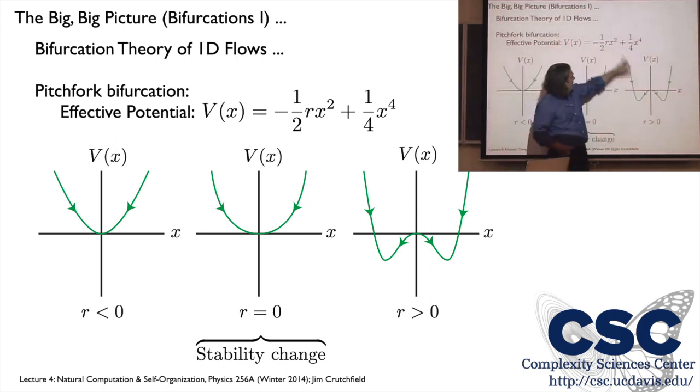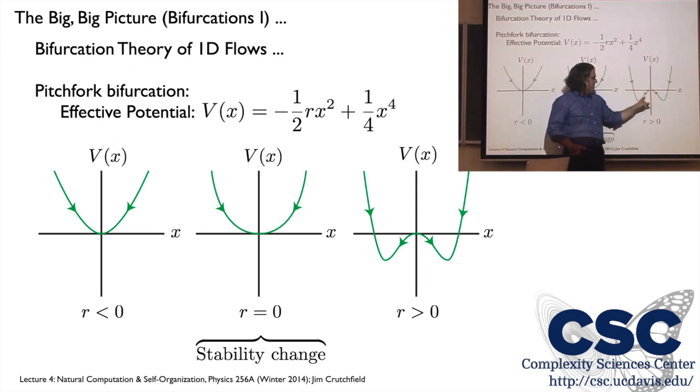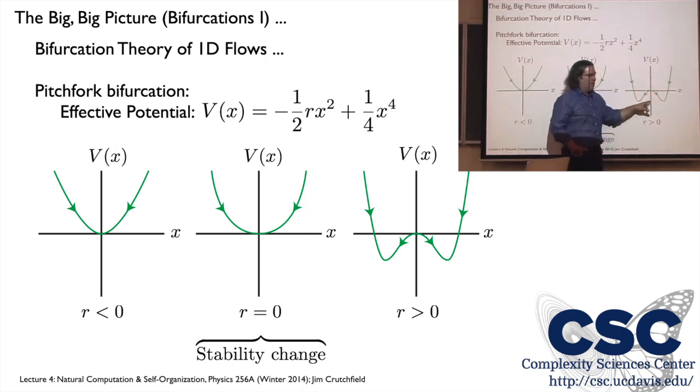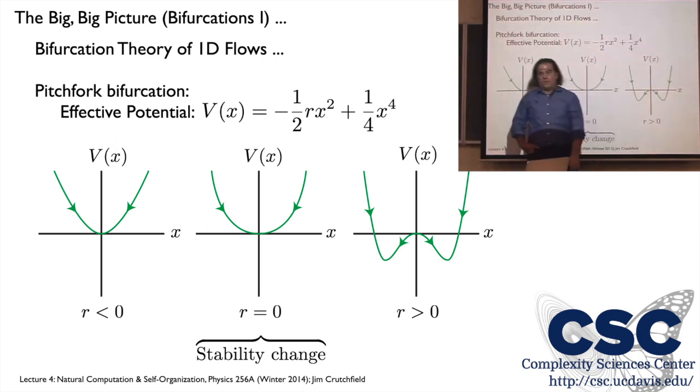But then, when r is positive, what happens is this square potential now turns over. It's unstable. So near the origin, right, the x to the fourth term goes away. We just have this, but now it's negative. Far enough away, x to the fourth dominates and the potential increases again. So we get two potential wells. So an unstable maximum at the origin and then two stable minima that correspond to the fixed points.